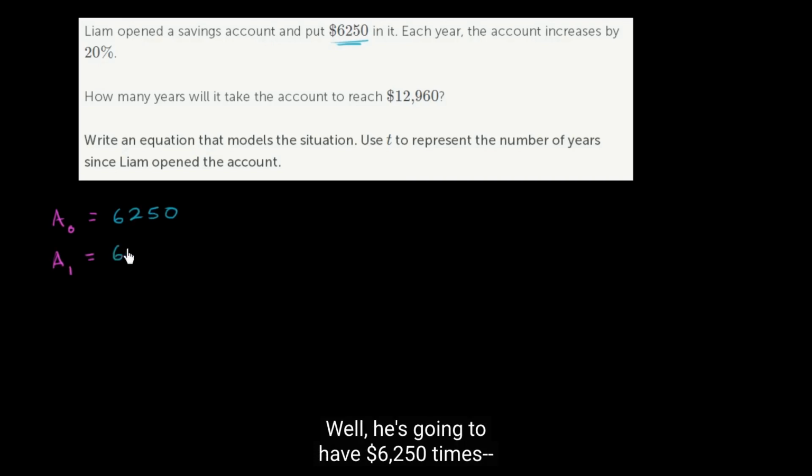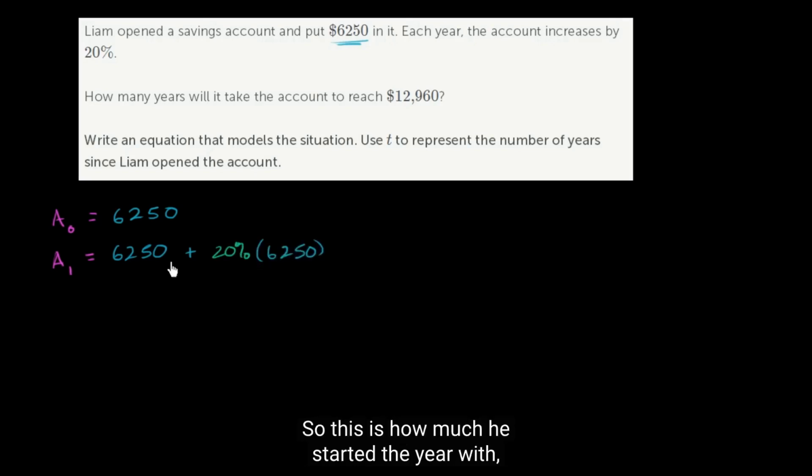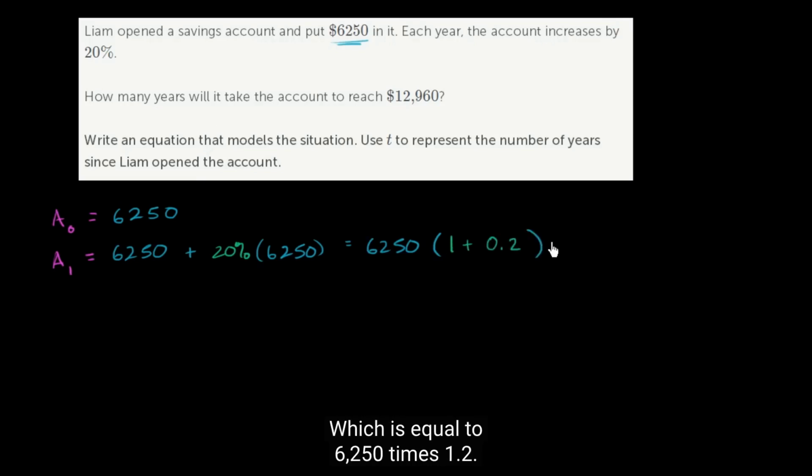Well, he's going to have $6,250 plus 20% of $6,250. It grows 20% every year. So this is how much he started the year with, and then he gets another 20% of that $6,250. If we factor out a $6,250, this is equal to $6,250 times 1 plus 20%, or we could write that as 0.2, which is equal to 6,250 times 1.2.